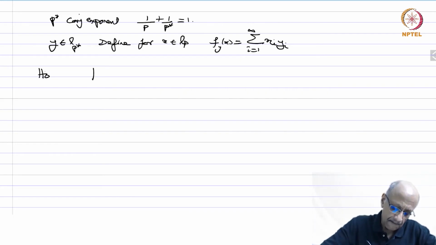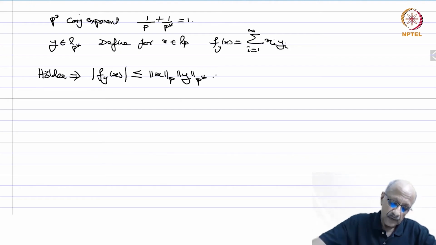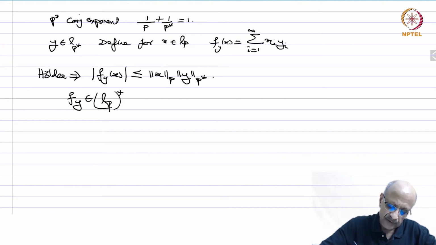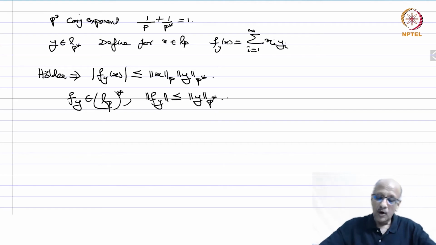So Holder, what does it say? That mod Fy of x, which we already saw in this example, is less than or equal to norm x p times norm y p star. So Fy is an element in the dual of lp, so it's in lp star, and norm Fy is less than or equal to norm y p star. So I want to now show that every continuous linear functional on lp occurs in this fashion, and in fact this inequality is in fact an equality.